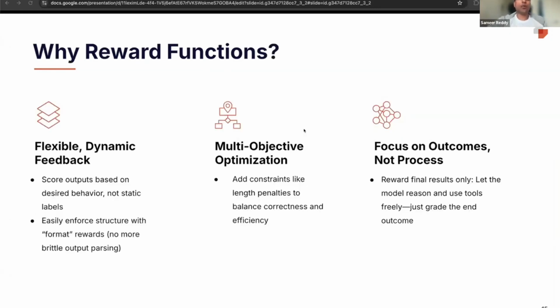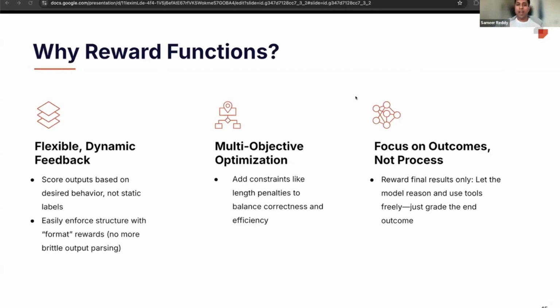So the reason to use reward functions, at a high level, is that they're way more flexible than the typical training process with LLMs, where you have to curate essentially a set of tokens that are labels for what your model should output. With reward functions, you can get flexible and dynamic feedback. You can score outputs based on the behavior, and you can enforce structure with these format-type rewards. You can also add additional constraints, for example, these reasoning models tend to use a lot of tokens. You can add reward functions that penalize longer outputs, and the model can balance correctness and efficiency at the same time.